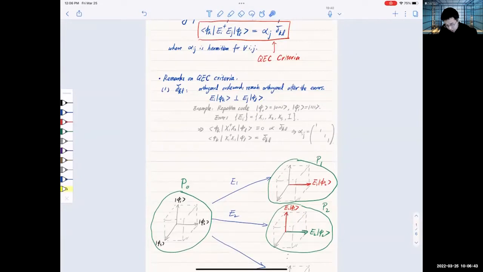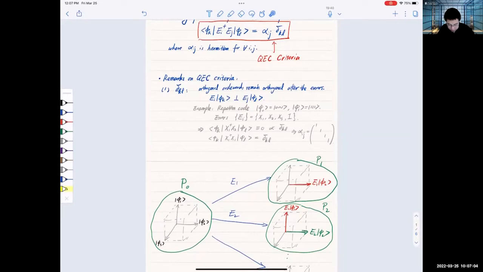These states should always be orthogonal. Even if they undergo the same error, they should also remain orthogonal. So that's actually what this theorem, the error correction criterion, tells us. Two ingredients: different errors, for alpha ij being diagonal, will map to different subspaces. And the orthogonal states should remain orthogonal.